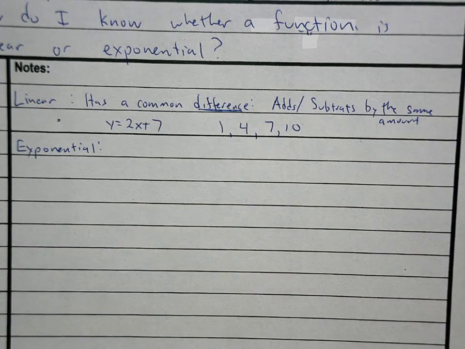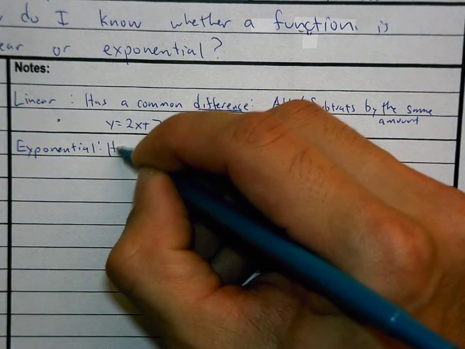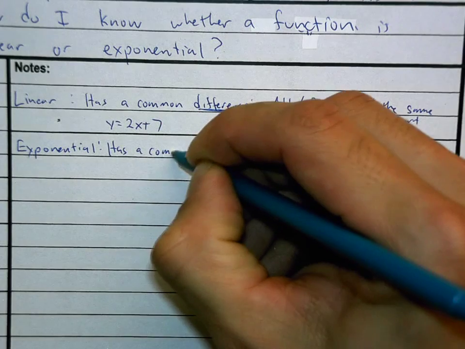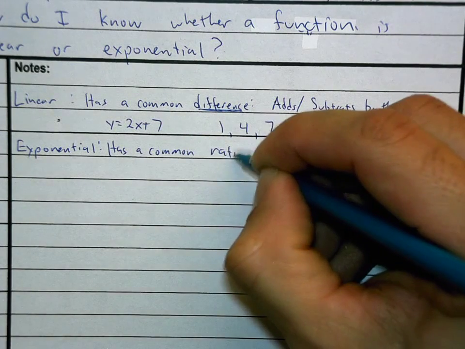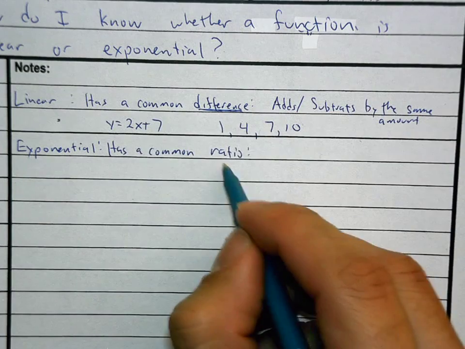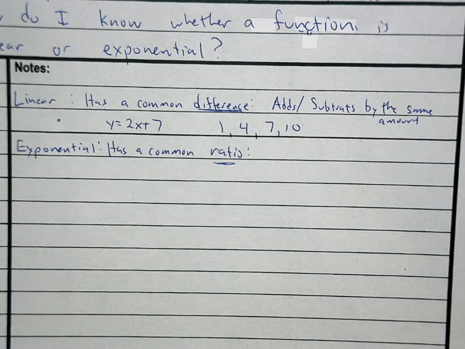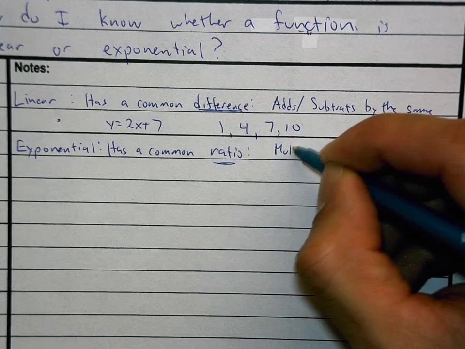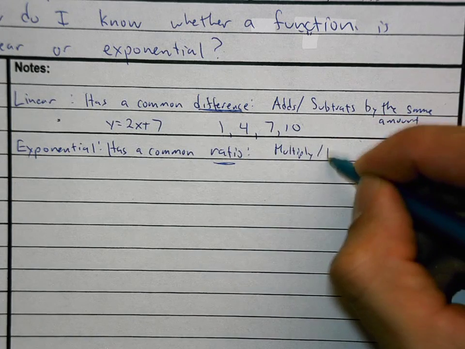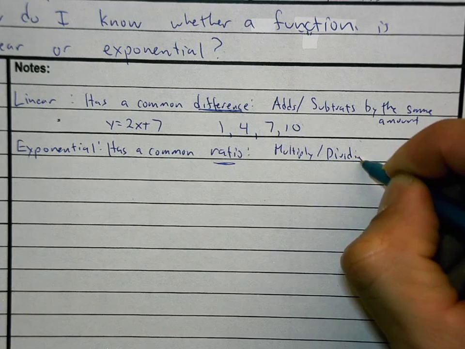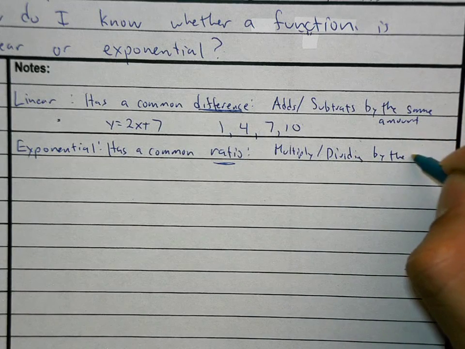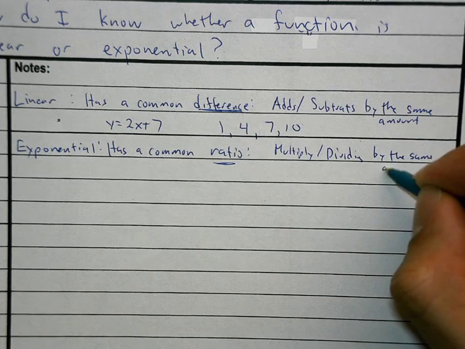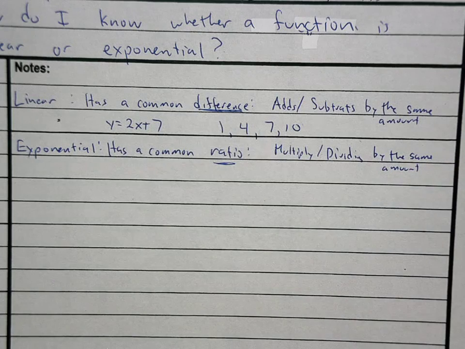When it's exponential, it has a common ratio. Different word. It means instead of adding and subtracting by the same amount, you're either multiplying or you're dividing by the same amount.